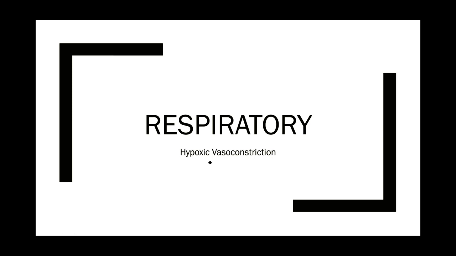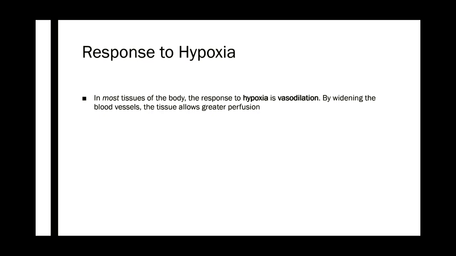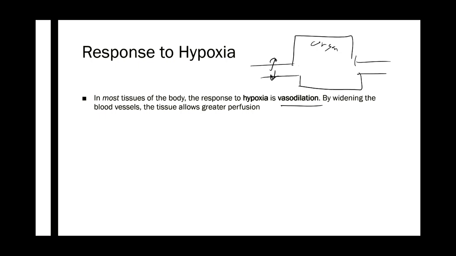I'm just going to power through and talk about hypoxic vasoconstriction in this lecture as well, since it's hypoxia. Okay, so response to hypoxia in most tissues of the body, the response is vasodilation. And that is kind of intuitive, right? Because if we have a random organ and it's receiving less oxygen, the response should be to vasodilate the arteries that are feeding the organ, because that will potentially allow for more oxygen.